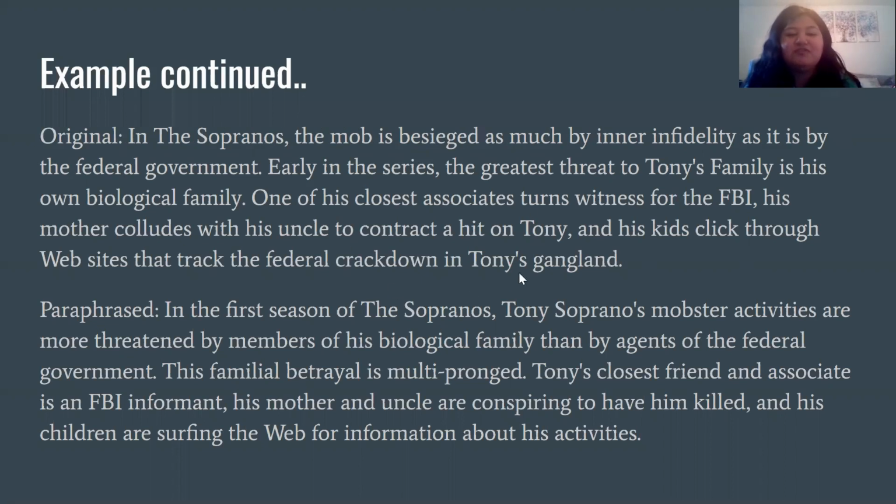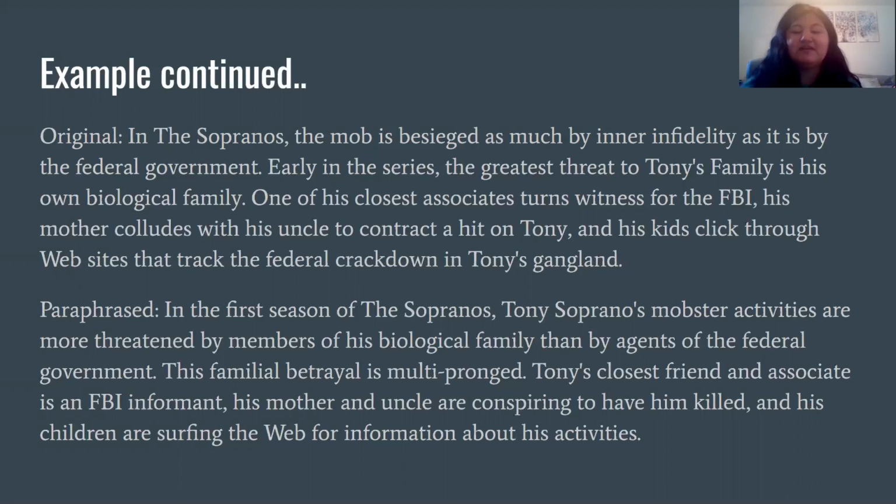So here's the original. In The Sopranos, the mob is besieged as much by inner infidelity as it is by the federal government. Early in the series, the greatest threat to Tony's family is his own biological family. One of his closest associates turns witness for the FBI. His mother colludes with his uncle to contract a hit on Tony, and his kids click through websites that track the federal crackdown in Tony's gangland. So this is about a TV show called The Sopranos.